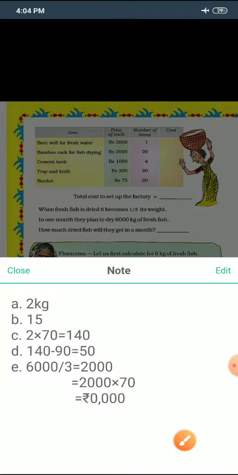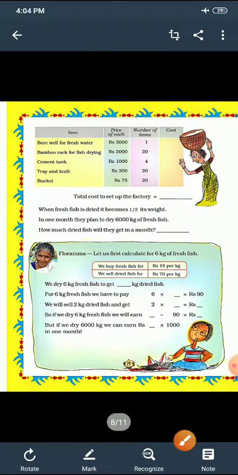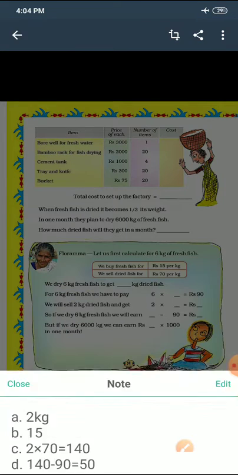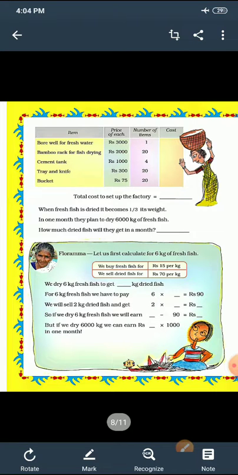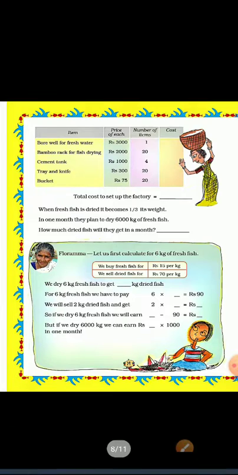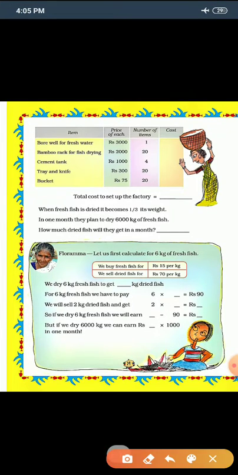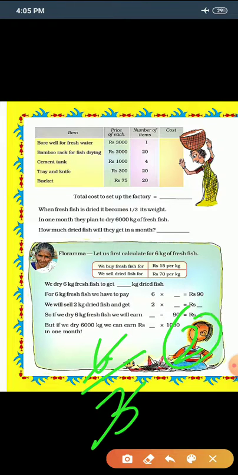Now in the next one, what is said? So if we dry 6 kg fresh fish, we will earn dash. Now on drying the 6 kg fresh fishes, what we will get? We will get how much? 140. Because 6 kg fresh fishes means 6 divided by 3, that is 2 kgs, and 2 multiplied by 70, because the cost of dry fishes is 70.